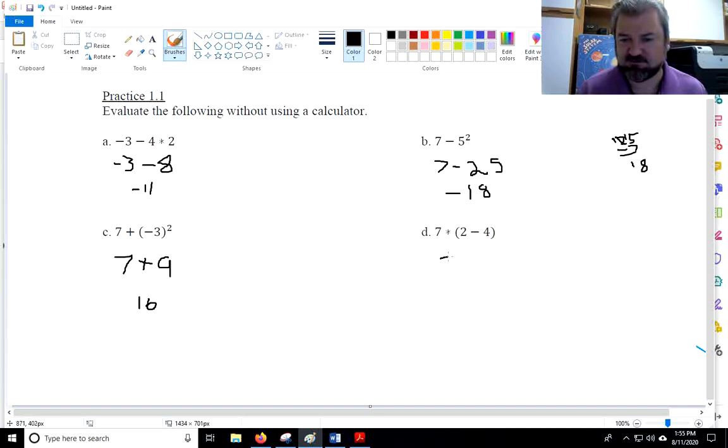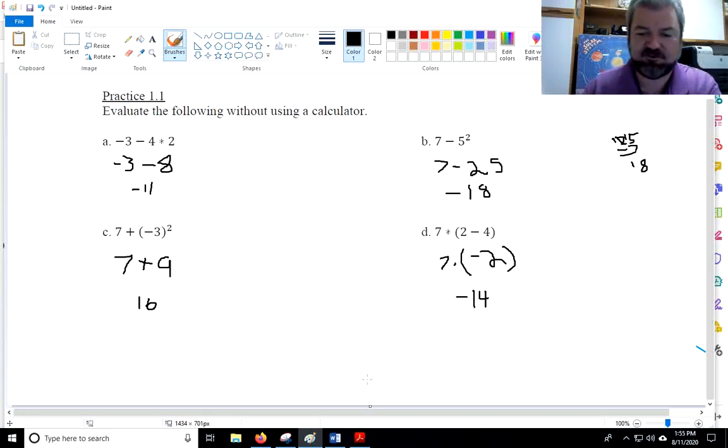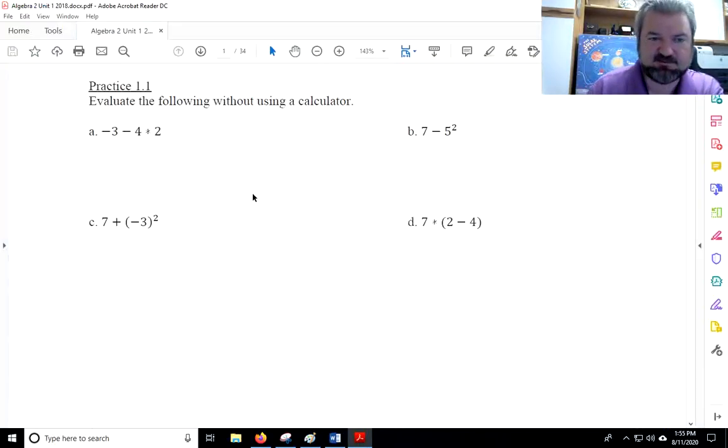All right, then on this one, I have 7 times 2 minus 4, which is going to become negative because we're subtracting a bigger number from a smaller number, giving me a -14. 7 times a -2. All right, I hope you had good success with that. And let's see what's next for us.